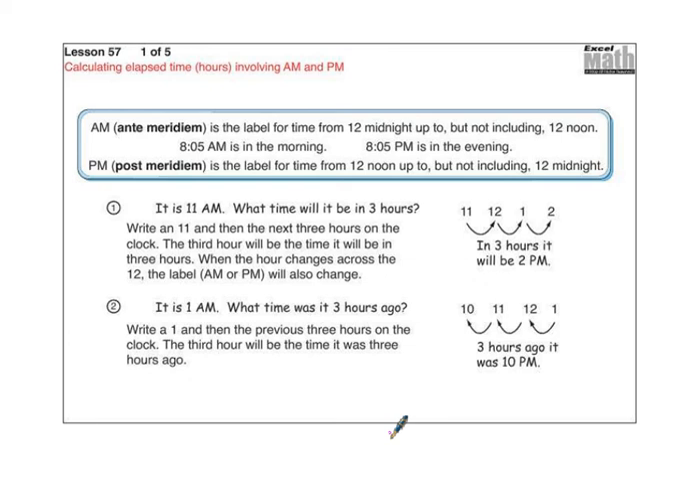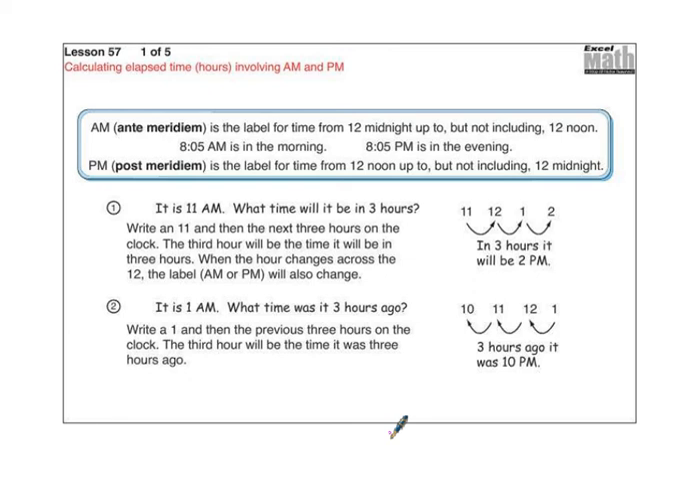PM stands for post-meridiem, and it's the label for the time from 12 noon up to, but not including, 12 midnight. The AM and PM switch as soon as it hits 12. So once it hits 12 noon, it switches over to PM. Once it hits 12 midnight, it switches over to AM.